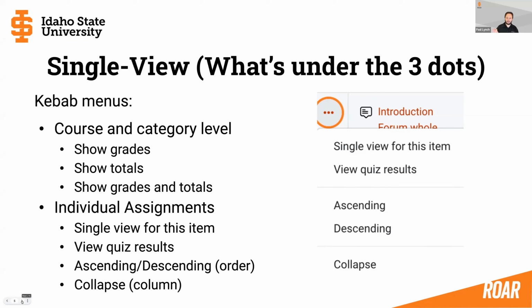Something I want to point out is right next to the item I selected, we have an introduction forum. If I were to click the kebab menu for that item, we would not see the view quiz results option since that's not a quiz activity. So you'd only see 4 options instead of the 5 that are reflected in the screenshot. But next, let's go ahead and see what a single view item looks like.